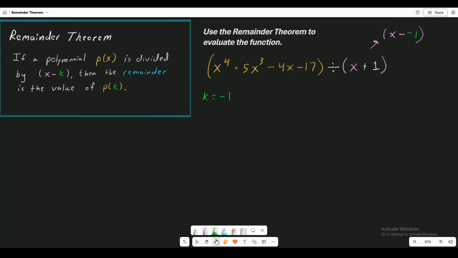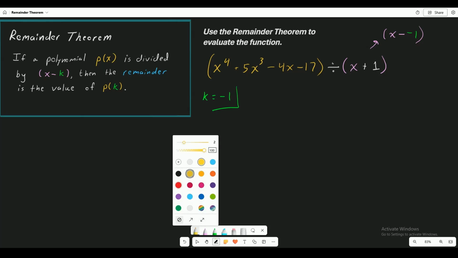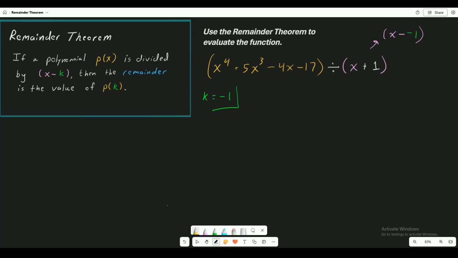All right, cool. We're going to use synthetic division one more time to get the remainder. So let's take our coefficients. It's missing the x squared term, keep that in mind, but it has 1 and 0. So 1, 5, 0, negative 4, negative 17. All right, and let's do math now.